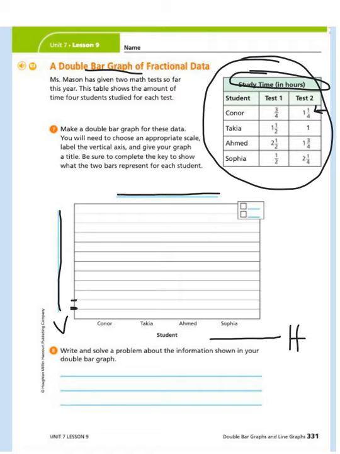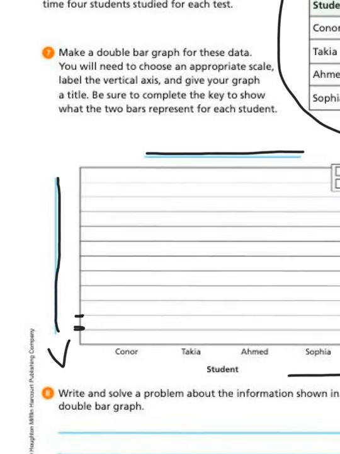Be sure to complete the key to show what 2 bars represent for each student. So one of these is going to be for the information in test 1. One of them is going to be for the information in test 2. So maybe draw those kind of like that. And then you'll have to pick a color for that. So the hardest part to this is probably picking what scale you need to have on that.